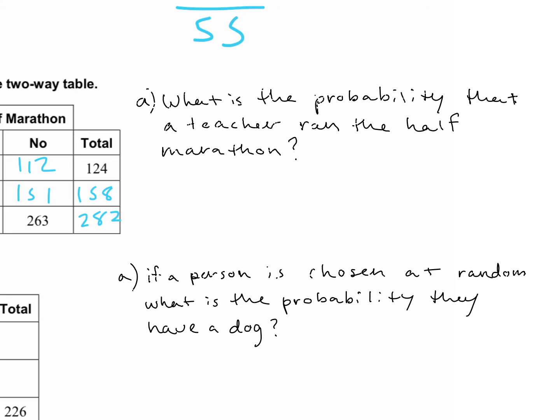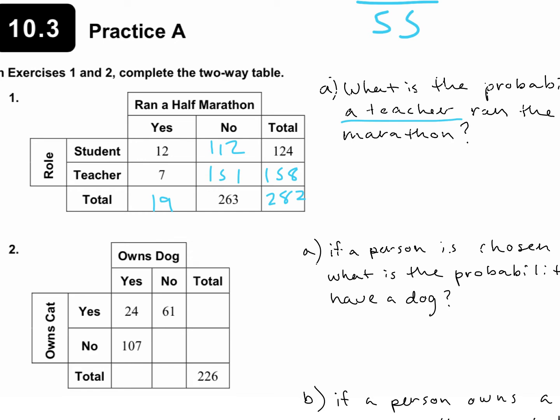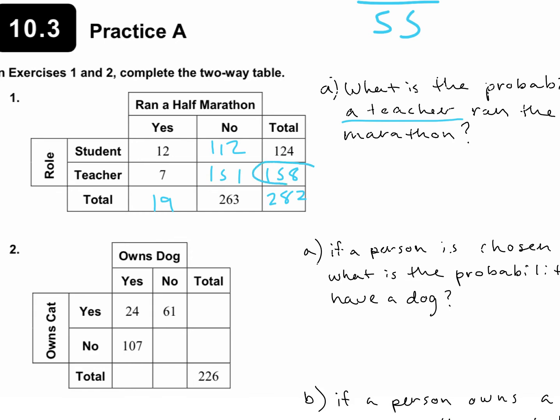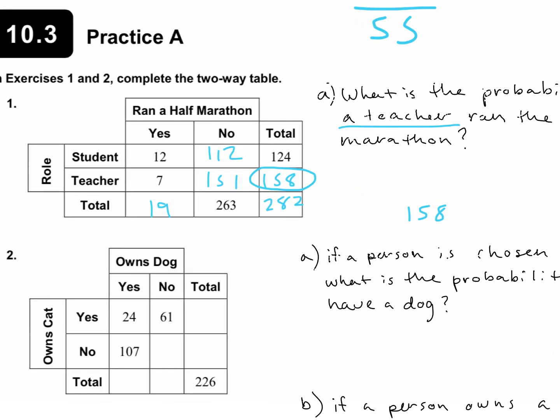What is the probability that a teacher ran the half marathon? So it says a teacher first, so we look at how many teachers total we have, which is 158. Ran the half marathon. So ran the half marathon, yes, would be 7 out of 158.